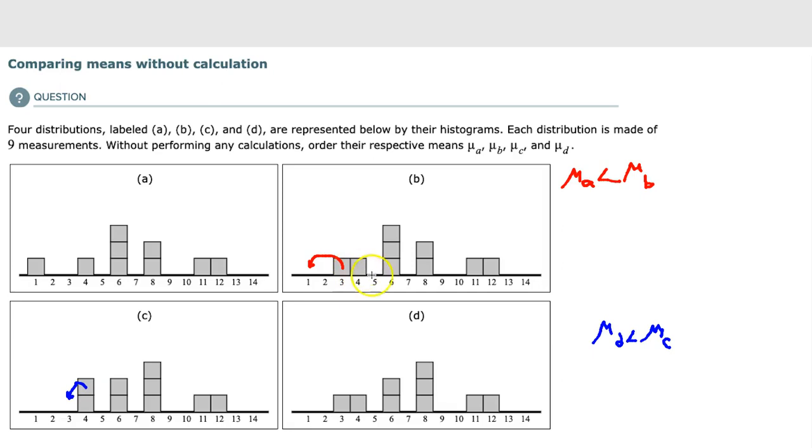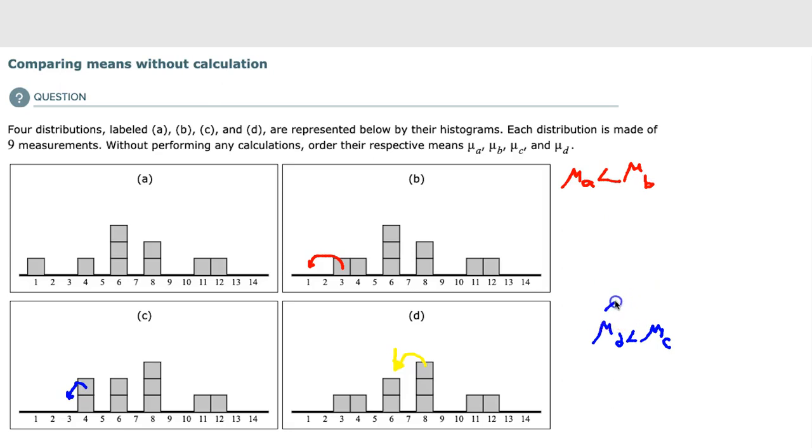So really, when you're going between these two, let's go from D to B. Well, D has 3 blocks stacked on 8. And to go from this picture to this picture, we would have to take this block and move it over here, which means that B must have a smaller mean than D. So I'm going to go back to blue. B has a smaller mean than D.